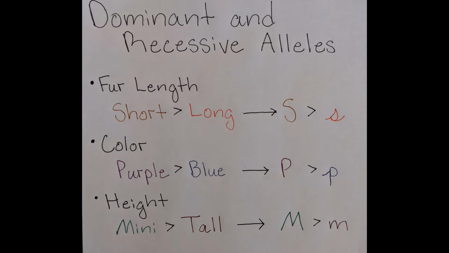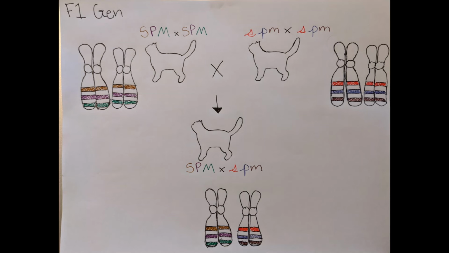For our cat, the short fur is dominant over long, the purple coat is dominant over the blue, and the miniature height is dominant over tall. Our first test cross will be parents. We will use a homozygous dominant female and breed her with a homozygous recessive male. Next to each parent is our chromosomes.